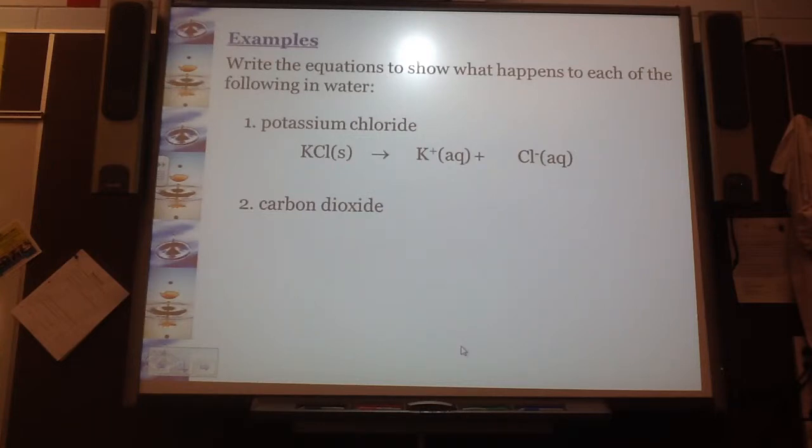Okay, next one. Carbon dioxide. Ionic or molecular? Molecular. So write it out and know that it's molecular. Now, let's think about it. Is carbon dioxide polar or non-polar? Some of these you should just get used to knowing what they look like.